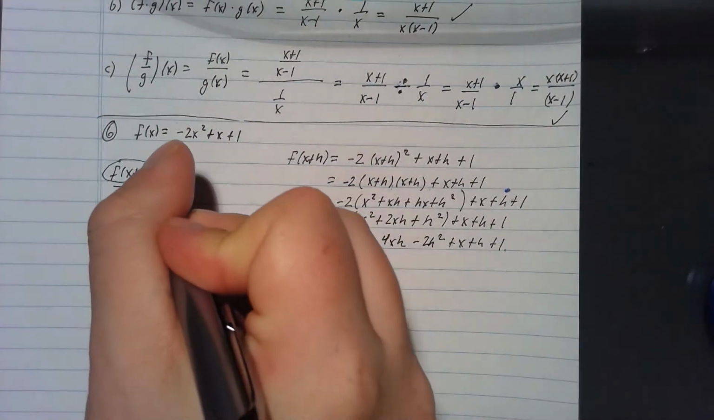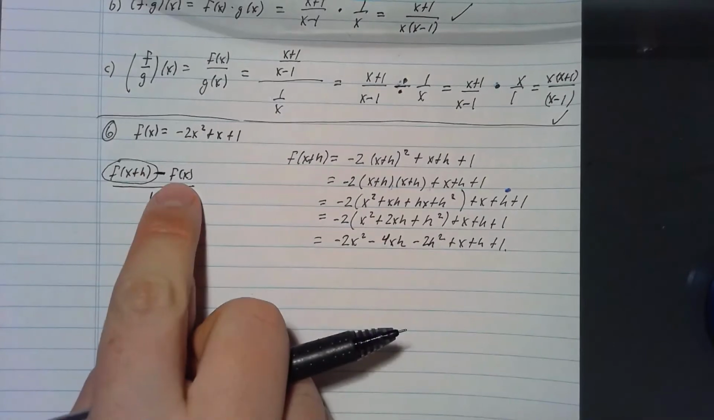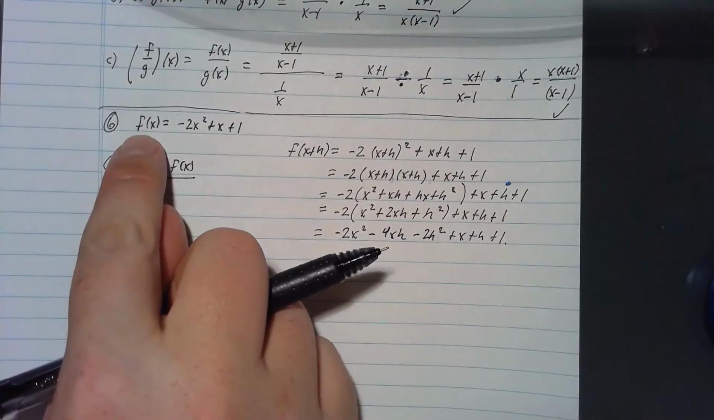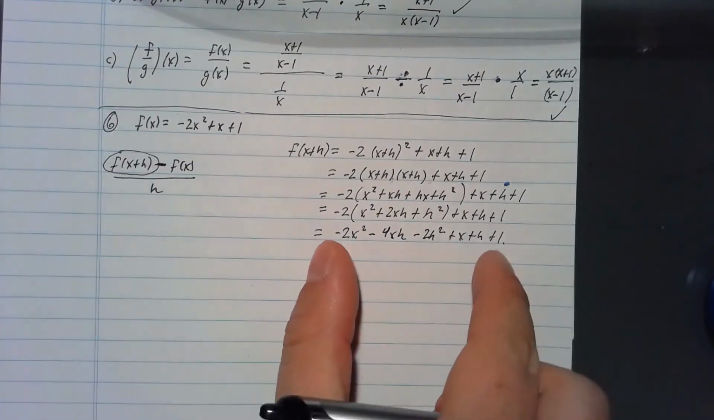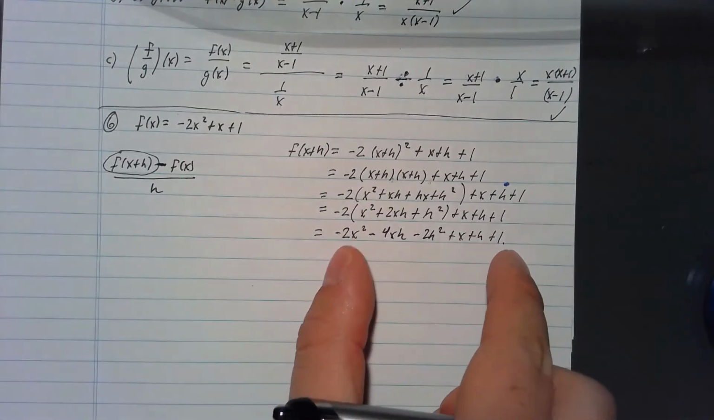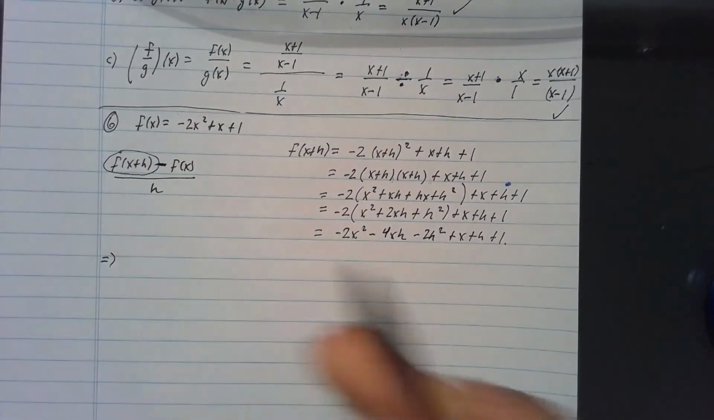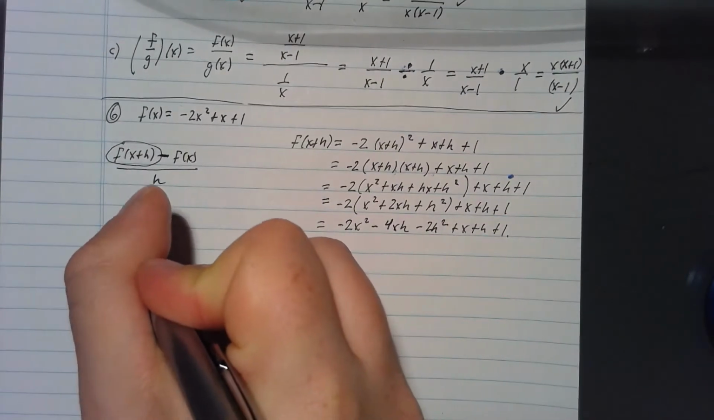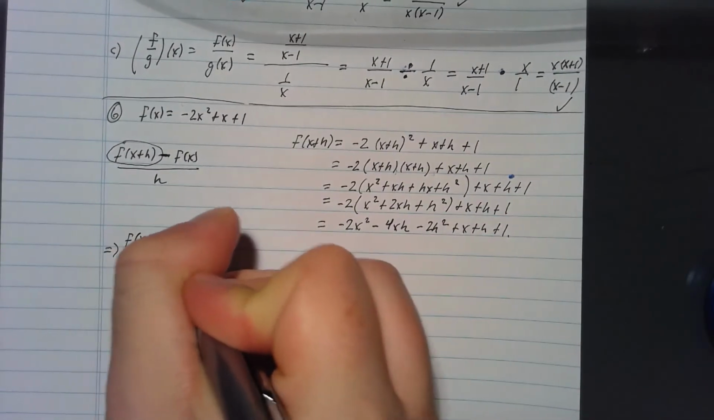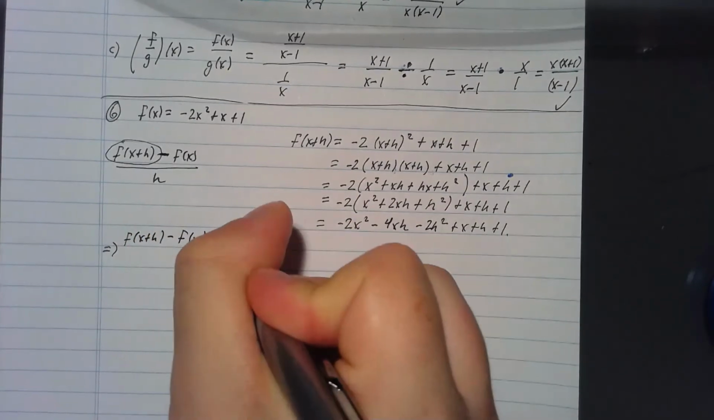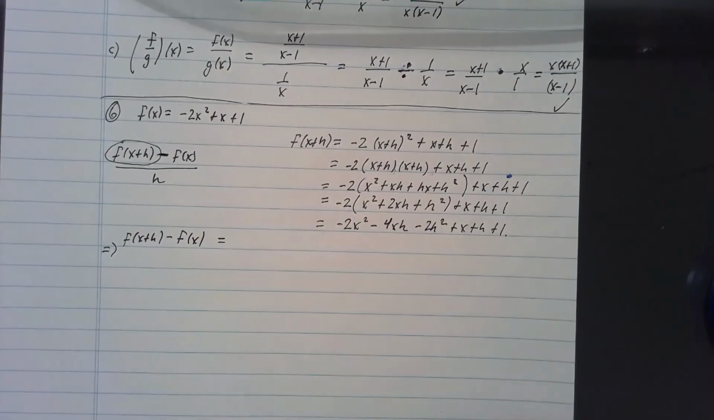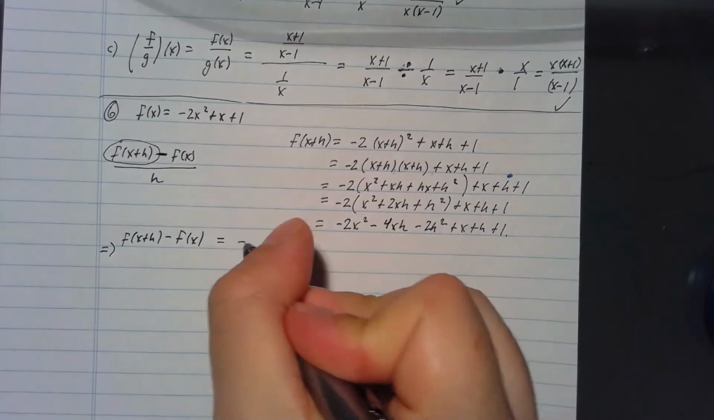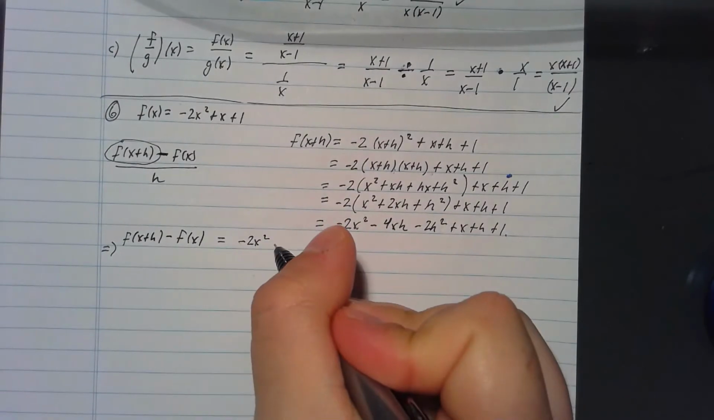Now I'm going to subtract f of x from that. F of x is the given function, right? So I'm going to take this and subtract f of x. So I'm going to have this, right? So f of x plus h minus f of x, what's that going to equal? Let me copy it down.